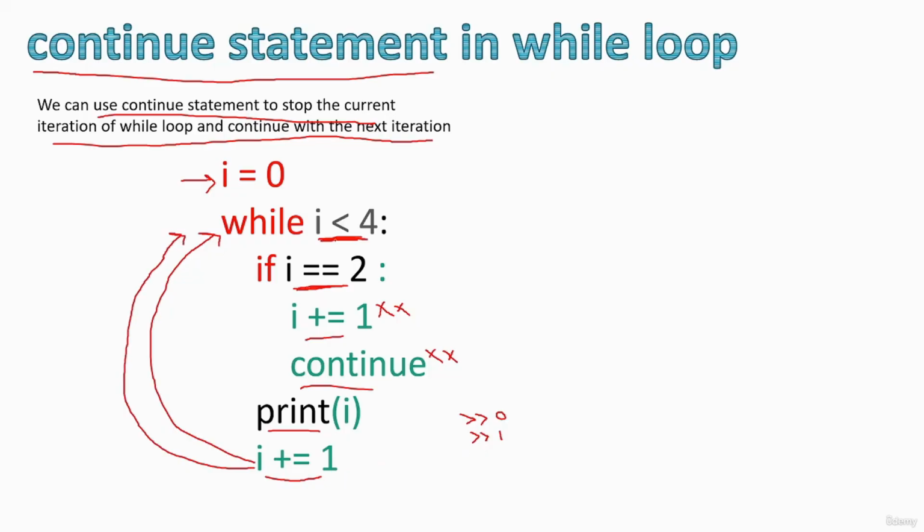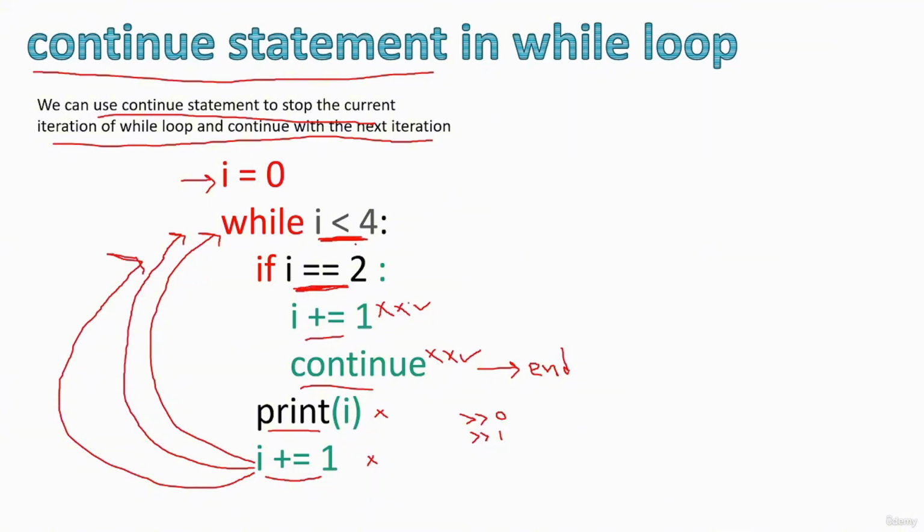i is equal to 2. So this condition is true. This time i is equal to 2. This condition is true this time. Therefore, these two codes will be executed this time. It will add 1 to i. Now i is equal to 3. Then it will run the continue statement. So the current iteration will be stopped. Therefore, it will not run these two codes. Again it will go to the beginning.